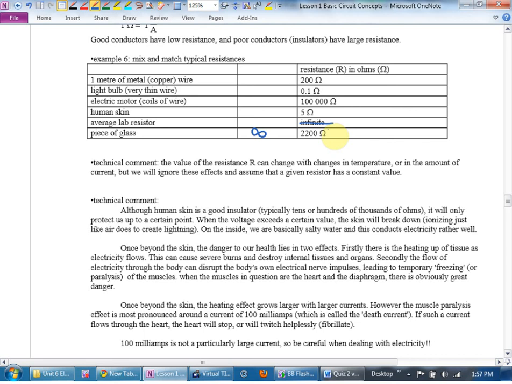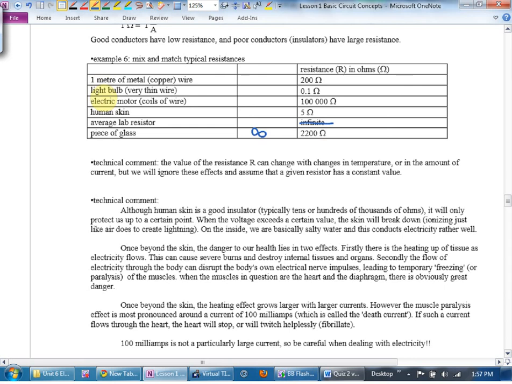The 8 on its side, that's a symbol for infinity. What's it next to? Look to your left in that chart. Glass. I asked, which of these six things has the most resistance? Glass does. Glass does not conduct electricity at all. It has an infinite resistance. Okay?